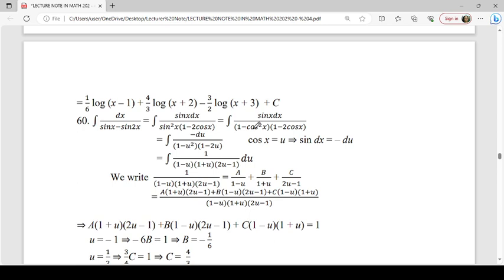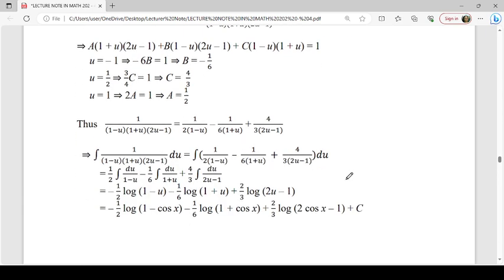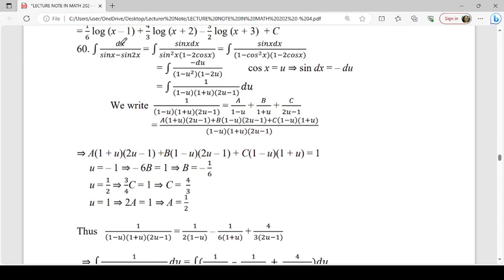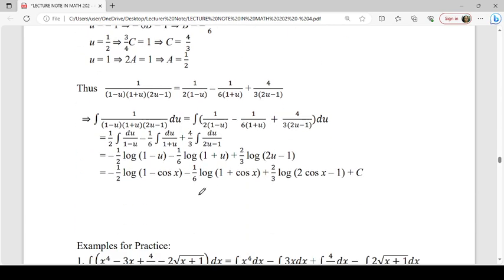Now we write cos x as u, then this becomes du, again by method of partial fraction. So in this way we are doing this integration. So 1 by sin x minus sin twice x, by replacing it like this with u, we can integrate it.